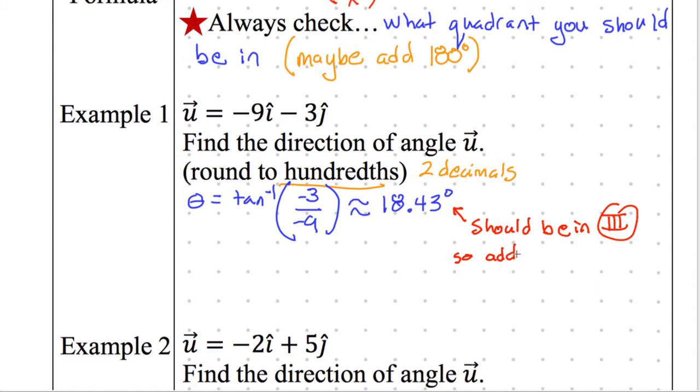So add 180 degrees. So I say 18.43 plus 180. And you can do that on your calculator if you don't feel confident with your mathematical abilities, but you should be able to do that in your head because it's just 198, then that 0.43. So this is equal to 198.43 degrees. Now that's in the third quadrant because it's a little bit more than 180 degrees. So that is our final answer. Go ahead and box it.